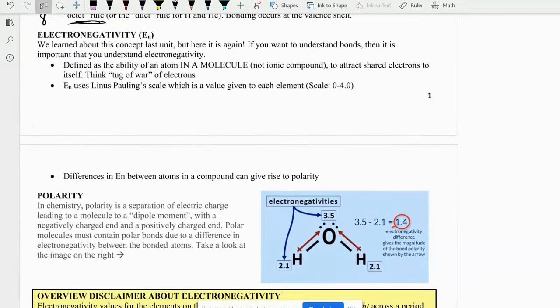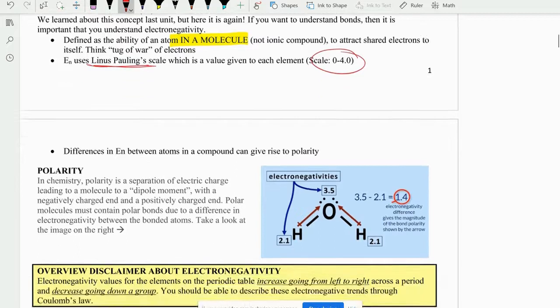All right, electronegativity. We learned this trend in the last unit, and the concept is going to come up again to help us understand bonding a little bit more. It's defined as the ability of an atom within a molecule to attract shared electrons to itself. So think of a tug of war. In just a minute, I'm going to show you that we're going to use something called the Linus Pauling scale to help us determine the types of bonds that are going to form based on electronegativity values. The Linus Pauling scale goes between a value of 0 and 4.0.